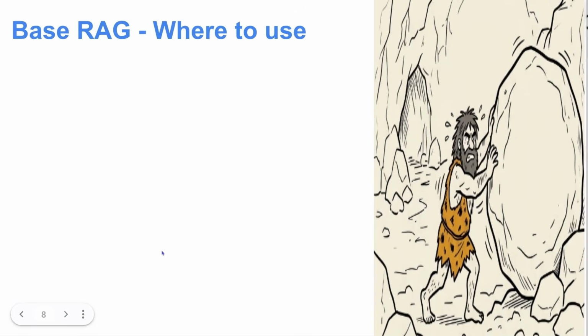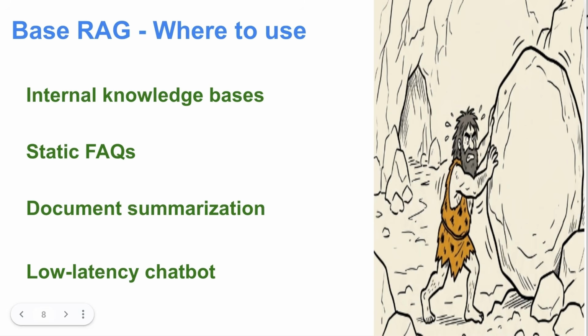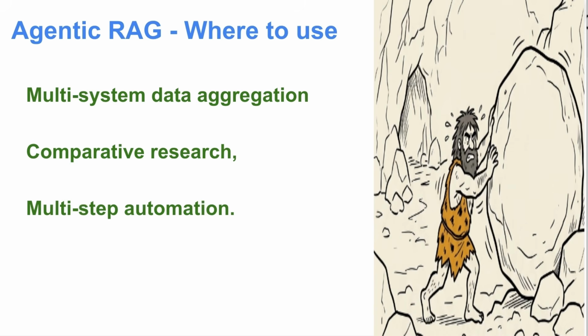Use base RAG for internal knowledge bases with static FAQs, document summarization, simple document Q&A, and low-latency chatbot systems. Use Agentic RAG for enterprise workflows requiring multi-system data aggregation, e.g., pulling user info from SQL while querying policies in VectorDB, legal or financial comparative research, and multi-step customer support automation.